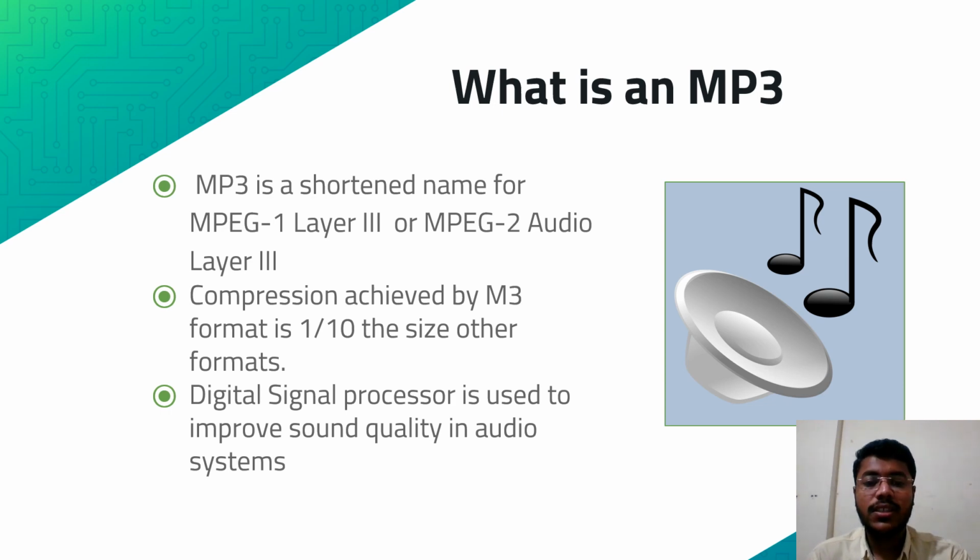As you can see here, MP3 is a shortened name of MPEG-1, and the compression achieved by the MP3 format is 1 by 10 the size of other formats, which means it requires less size. And the digital signal processor is used to improve sound quality in audio systems.